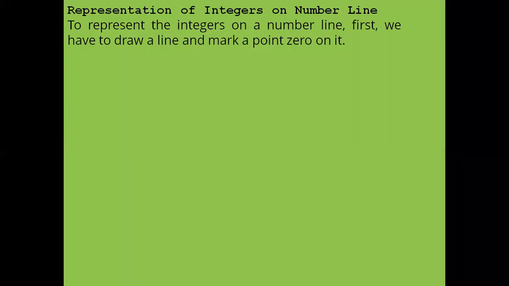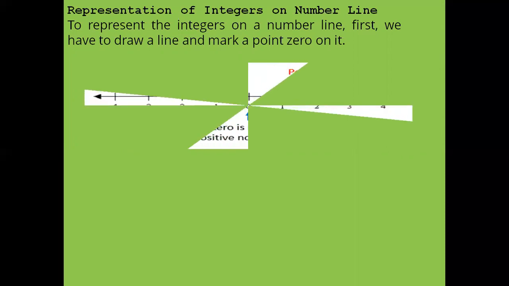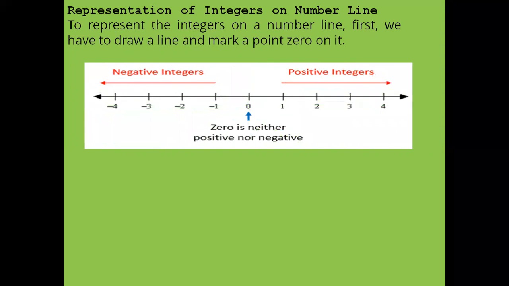Next, representation of integers on a number line. To represent integers on a number line, first we have to draw a line and mark a point 0 on it. And this 0 is neither positive nor negative.